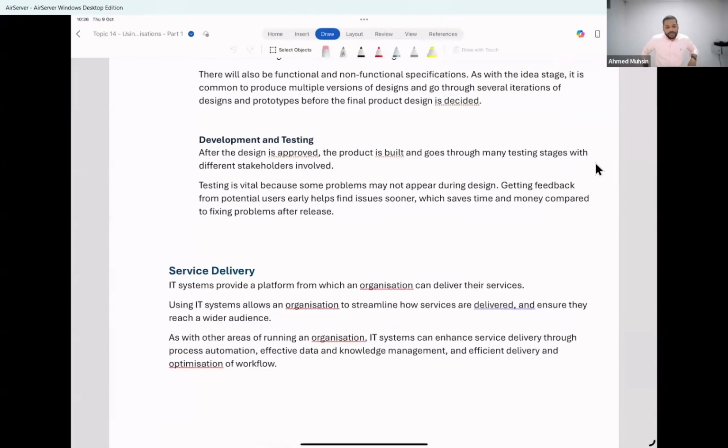Okay, keep reading it, guys. Using IT systems allow an organization to streamline how services are developed, are delivered, and ensure they reach a wider audience. The easiest example I can give you is think about e-commerce stores. An e-commerce store can sell their products to a much larger audience than a store that is not using e-commerce. Agree? A store that's not using e-commerce can only sell to customers who are physically close by it. But an e-commerce store can sell it to people all over the world. Okay? Right, keep reading it.